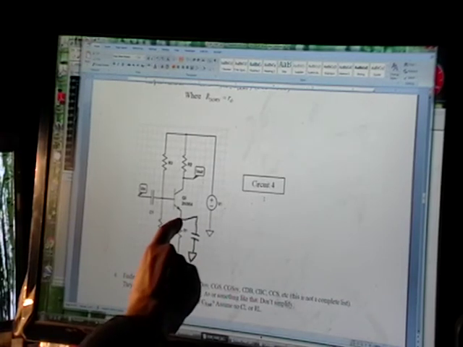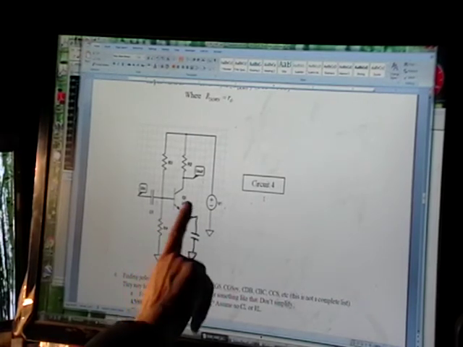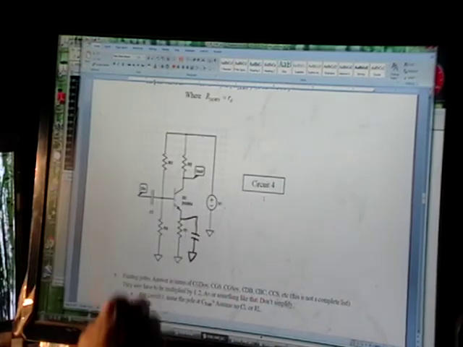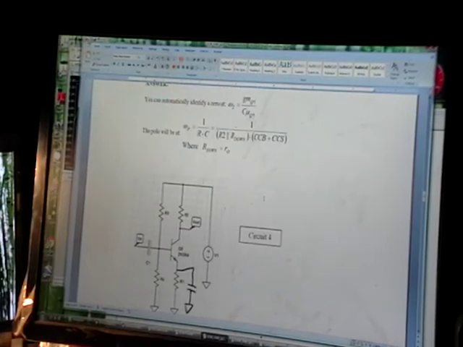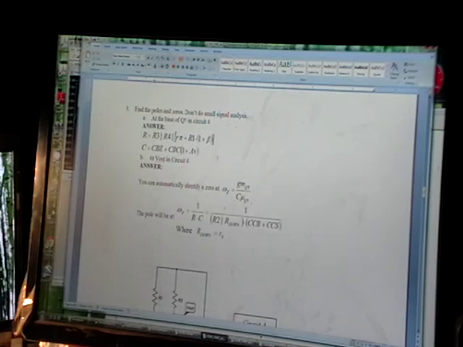Okay, the bypass capacitor quiets this node, and it sits there. If this wasn't there, then the calculations for this particular circuit would be much more complicated. The first one is to find the poles and zeros at the base of Q5.